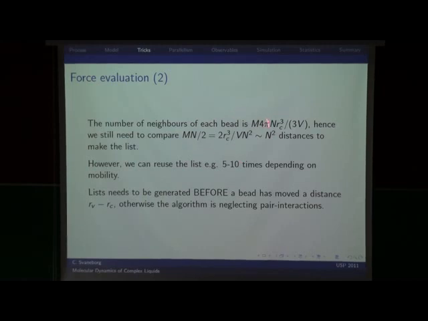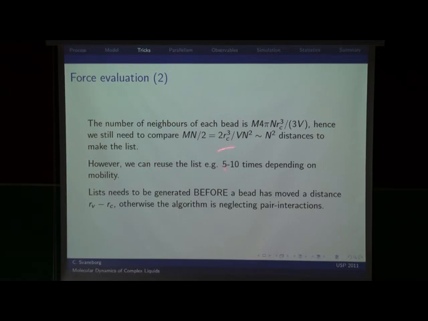Okay, if you want to calculate n different pair interactions, the question is how many neighbors does every particle have? This would be like the number of pairs or the number of atoms you want to update. And this scales as n squared. So it means that we have to again evaluate n squared distances just to figure out who is close to each other. There is a slight advantage, which is that we can reuse the list.